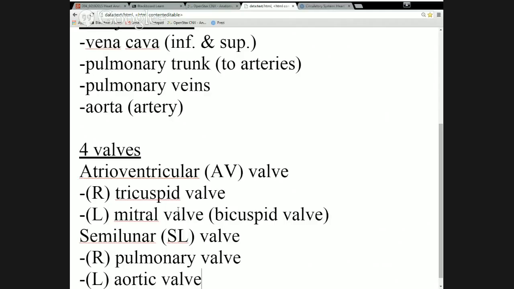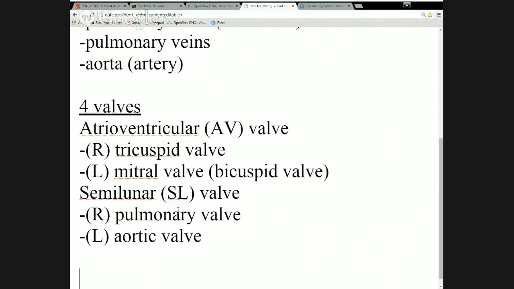So what are the valves actually named after? Direction of blood flow? No. The semilunar valves are named after what? Which vessels? Well, yeah, specifically the pulmonary and the aorta, the arteries that are on the far side of the valve. Okay. So just to include that.